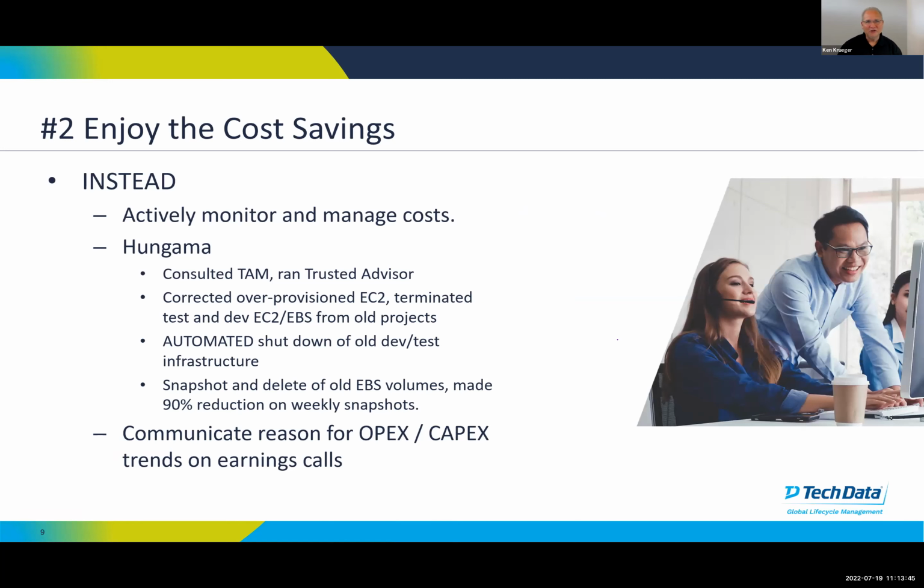All right, so instead, we need to realize that we have to actively monitor and manage the costs. Okay, we're in a new environment now where we have to manage everything that we do. In the case of Hungama, they talked to their AWS technical account manager, and they advised them to use one of the simplest services in all of Amazon Web Services. It's called Trusted Advisor. And all you do is click on the screen. And what it does is the screen just tells you everything that you're doing wrong. And it has all kinds of cost savings on it. So using that, they corrected some over provisioning of EC2 instances. They got rid of old EC2 and EBS environments that they didn't need anymore.